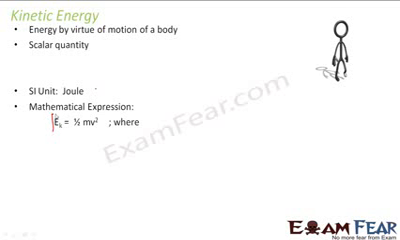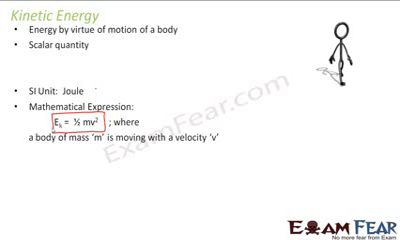So E k, that is kinetic energy, is equal to half m v square, where m is the mass of the body which is moving with a velocity v. Whenever you have an object of mass m which is moving with velocity v, that body has kinetic energy, and the kinetic energy in that body is given by half m v square.